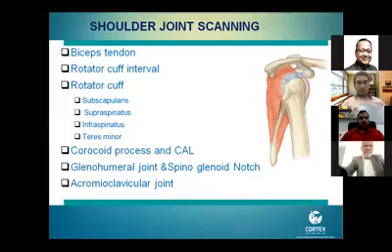Whenever we are doing a shoulder joint scanning, we should do a protocol-based scanning so that we will not miss things. I'll be discussing from the anterior part, biceps tendon, then rotator cuff interval, then we'll assess the rotator cuff, all 4 tendons of the rotator cuff: subscapularis, supraspinatus, infraspinatus, and teres minor, and the anterior medial structures like coracoid process and coracoacromial ligament, followed by posterior structures like glenohumeral joint and spinoglenoid notch, and finally the superior part, that is acromioclavicular joint. I'll be discussing in this order.